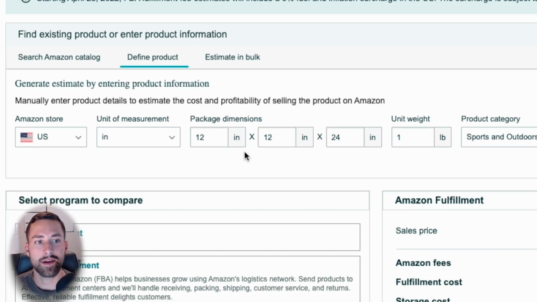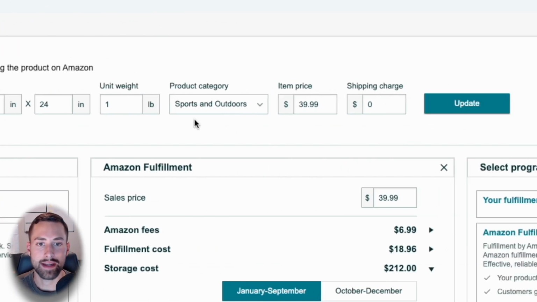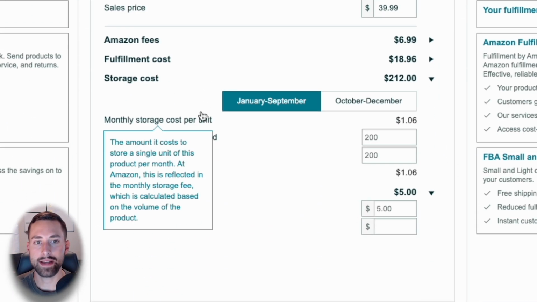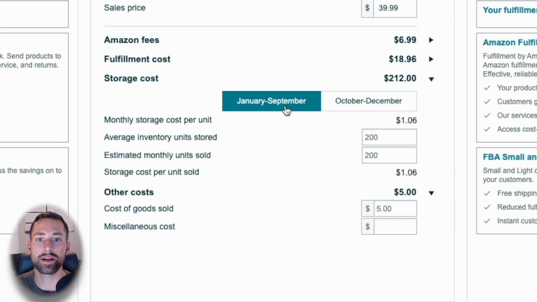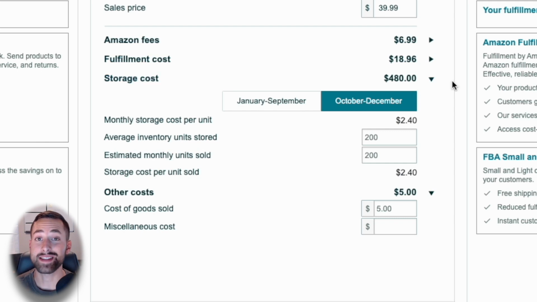So let's say we were selling a product that is 12 inches by 12 inches by 24 inches, 1 by 1 by 2 feet. It's a pound and it's in sports and outdoors. If we go down to the storage costs from January to September for 200 units, it would cost us $212. That's not too bad per month for 200 units of that size, but as soon as we go to October and December, we can see that increase to $480. It nearly doubles to triples its value.